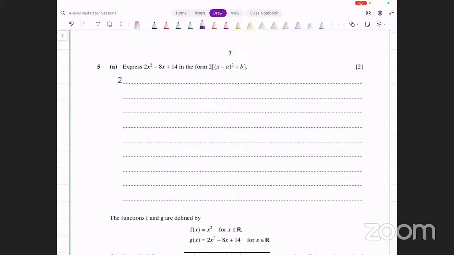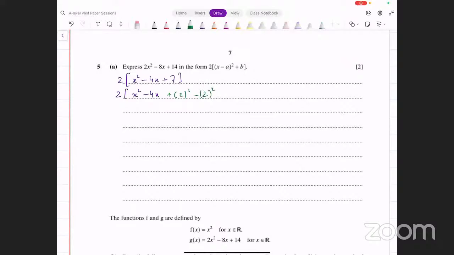Completing square वाला method कैसे apply करते हैं? We first take the coefficient of x square out, common outside. We have x square minus 4x plus 7 left inside. ठीक है? अब क्या करेंगे? Bracket के अंदर we're going to halve 4, square it, उसको add भी कर देंगे और subtract भी कर देंगे.